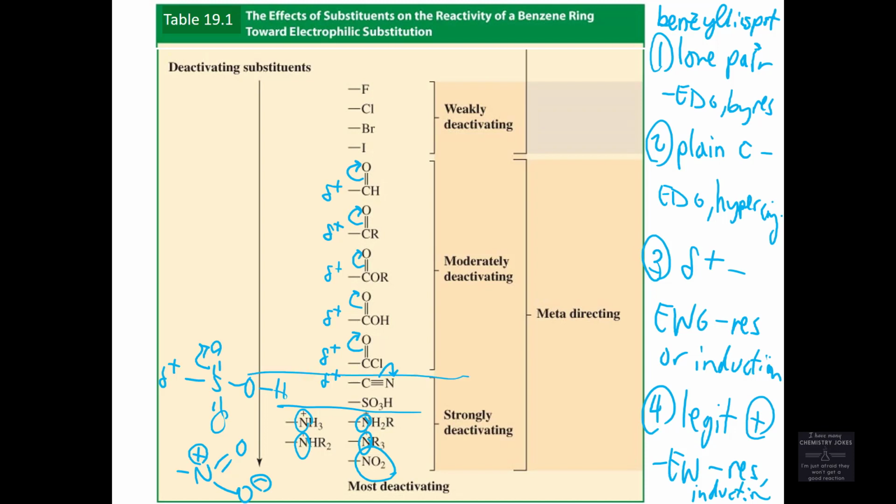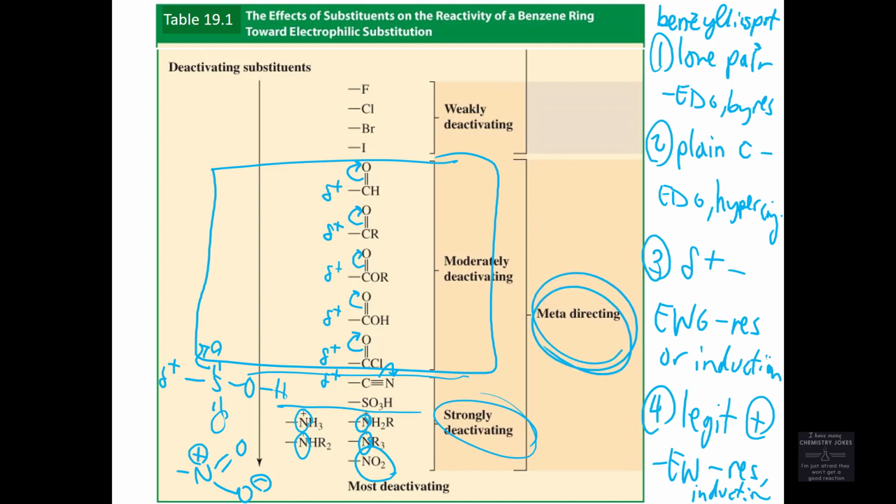So, yeah, some of these that had partial positive are considered strongly deactivating. We'll talk some more about that. But these things with partial positives are moderately deactivating. They are all meta-directing. Okay, this is the second half of the table that we saw at the very beginning of this video. And this purplish color says these are ortho-para-directing.